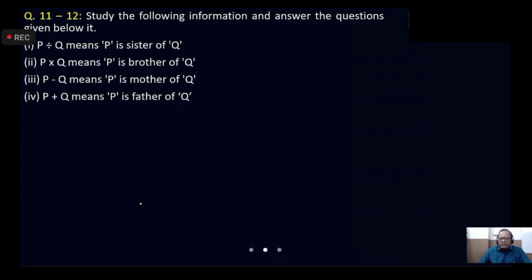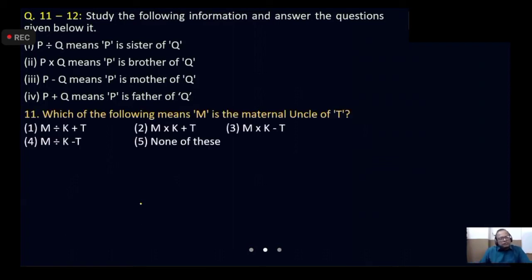They use the 4 basic mathematical operation symbols: divided by, into, minus, plus. That's all. Which symbol indicates what, you don't bother right now. By looking at it, simply say, okay, it is coded form, mathematical symbols are used. That's all. Immediately go to the next question. What is the question? Which of the following means M is maternal uncle of T?